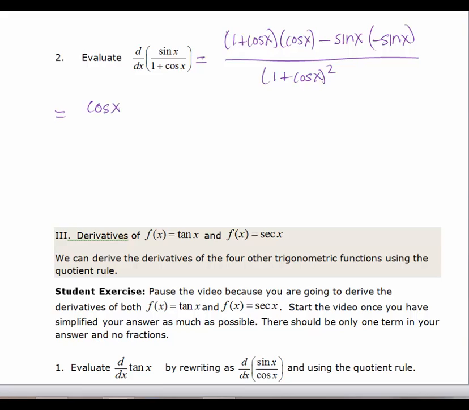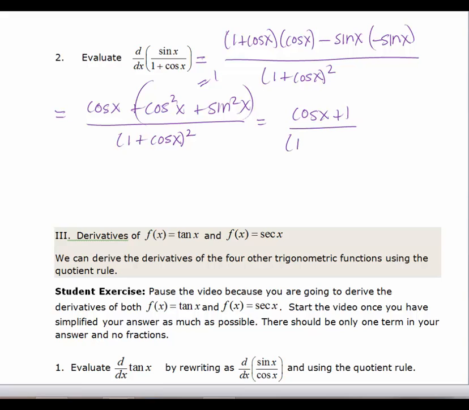When I distribute, I get cosine x plus cosine squared x plus sine squared x, all over 1 plus cosine x squared. Now cosine squared x plus sine squared x is equal to 1. So I get cosine x plus 1 all over 1 plus cosine x squared. And now I can cancel one factor of 1 plus cosine x and get 1 over 1 plus cosine x. And here's your derivative.